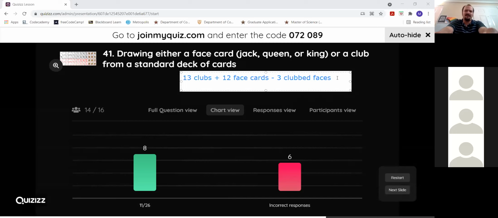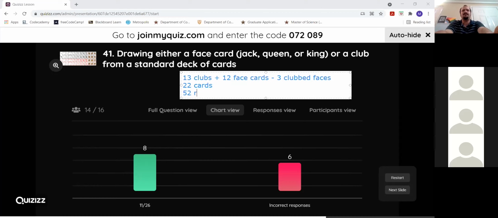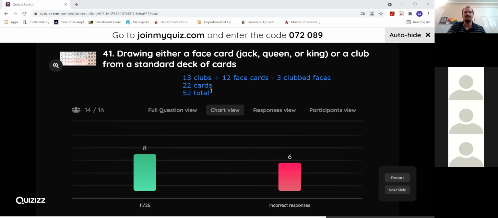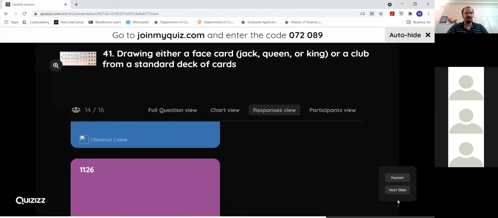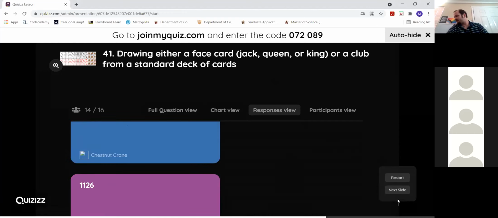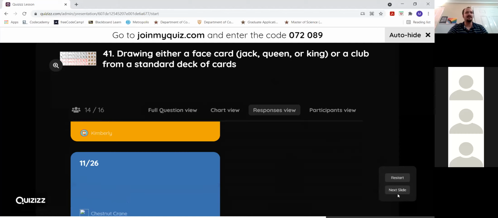And so 25 minus 3, I believe that gives me 22 cards that I want out of 52 total. So if I do 22 out of 52, I believe I divide top and bottom by 2. Gives me 11 out of 26. Should give me the probability. What else are y'all telling me? Let me clear all this. What are my other responses? 11 out of 26, right?